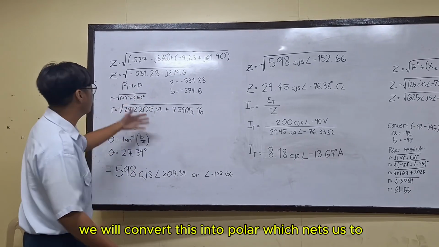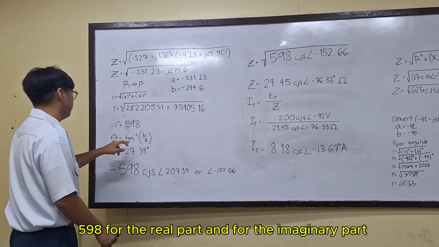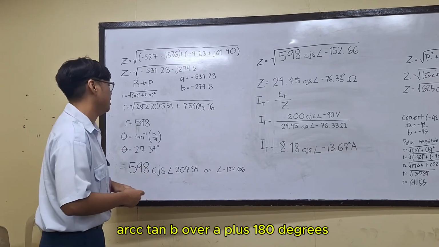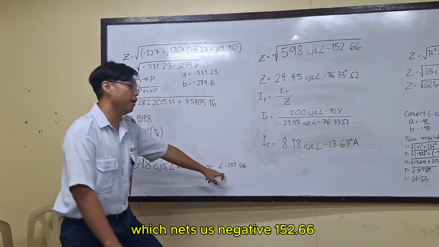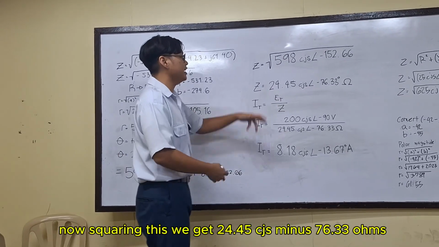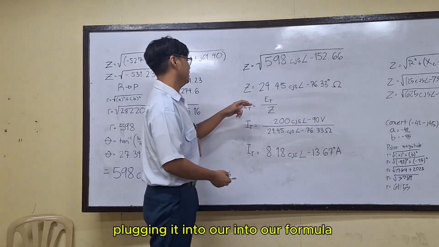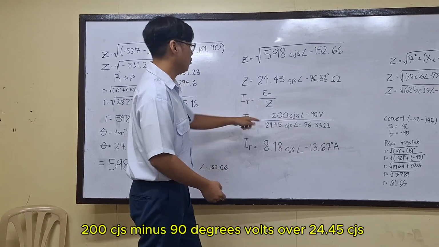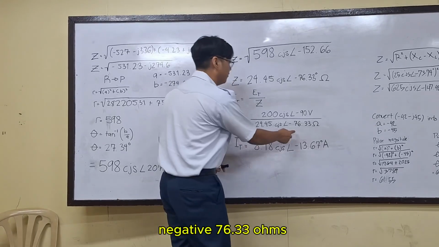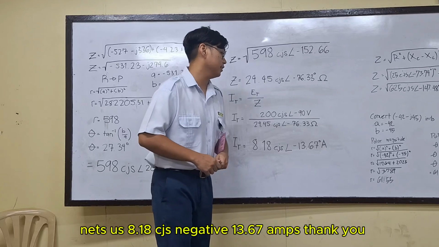We will convert this into polar, which nets us 598 for the real part, and for the imaginary part, arctan B over A gives 27.34 plus 180 degrees, which nets us 152.66. Now squaring this, we get 24.45 cis negative 76.33 ohms. Plugging it into our formula, 200 cis negative 90 degrees volts over 24.45 cis negative 76.33 ohms nets us 8.18 cis negative 30.67.